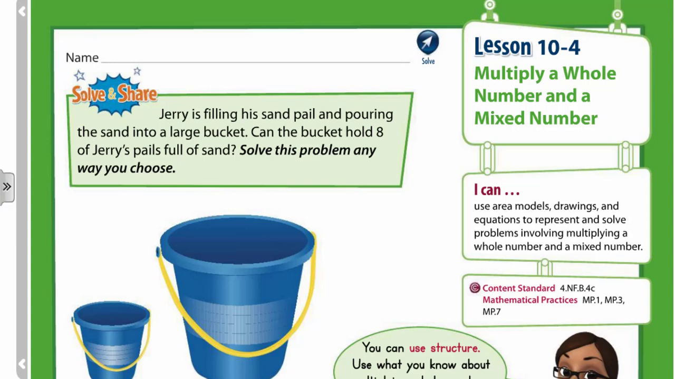Today's lesson is the fourth lesson in topic 10: multiply a whole number by a mixed number.